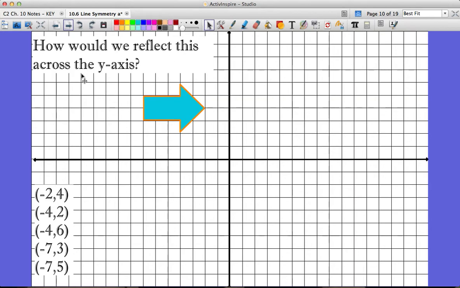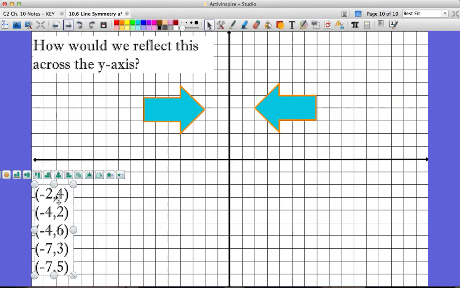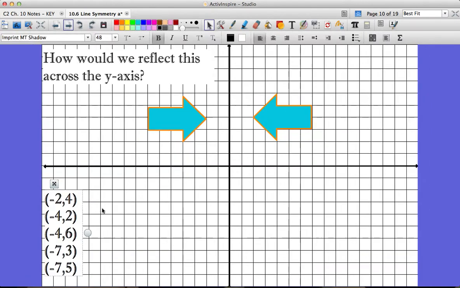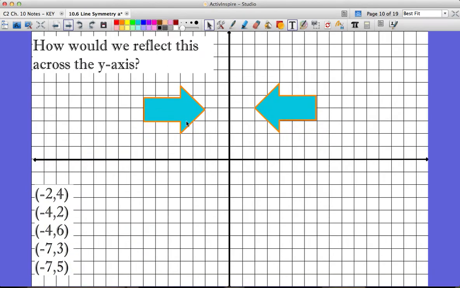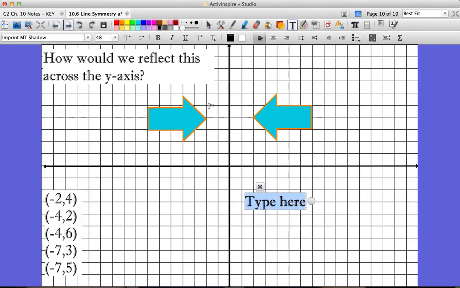All right, so how would I reflect this across the y-axis? Would it go from here to here or from here to here? If you said from here to here, you would be correct. Now I know that if this was a negative 2, 4, that my next set of coordinates should be, well, I flipped over the y, so my x changes. So now I should have a positive 2 and a positive 4. Let's check that out. Positive 2, positive 4.